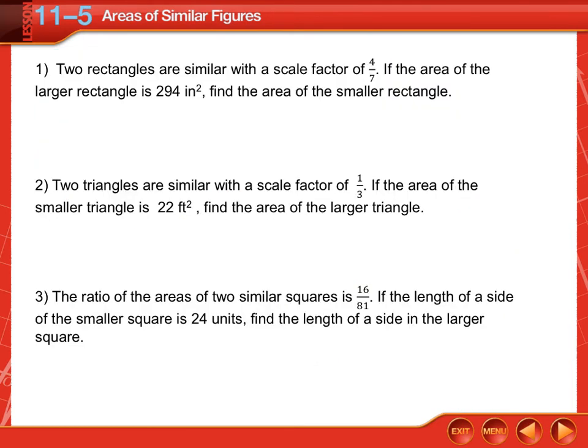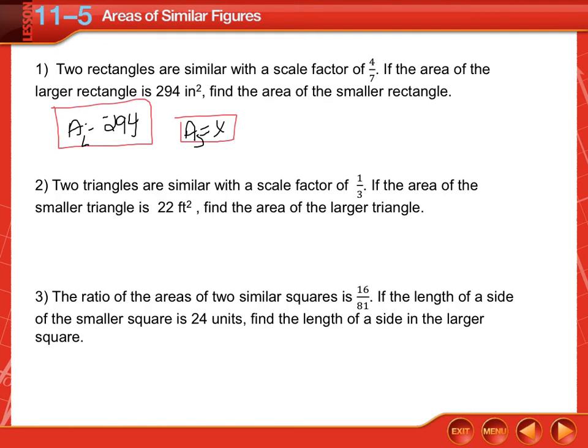3 final problems to take a look at. So number 1, 2 rectangles are similar, we're told, with a scale factor of 4 to 7. If the area of the larger rectangle is 294 square inches, find the area of the smaller rectangle. Well, I think it's always best to draw some kind of sketch. The area of the larger, and we got area of the smaller. So the larger, we've got an area of 294. And the area of the smaller, we don't know. So I've got A sub L, A sub S, don't know.